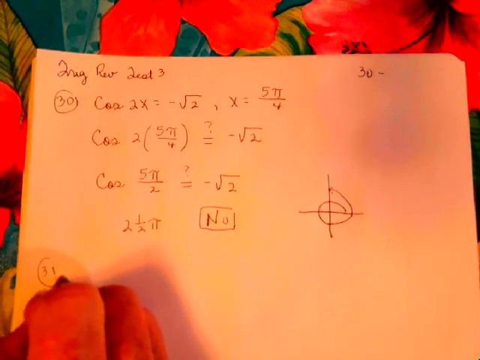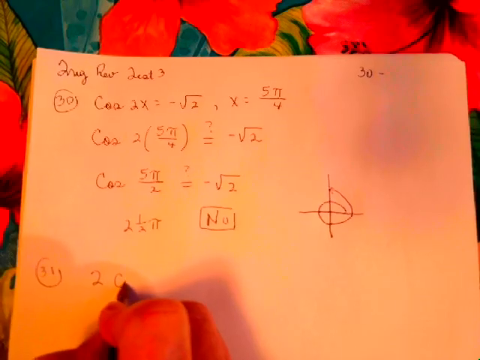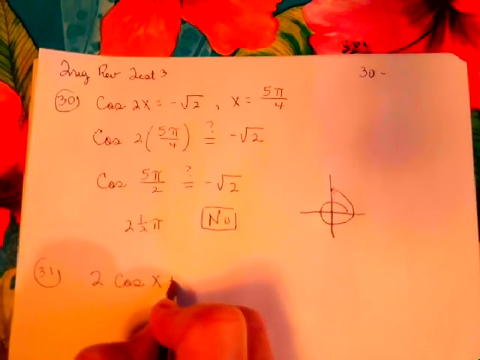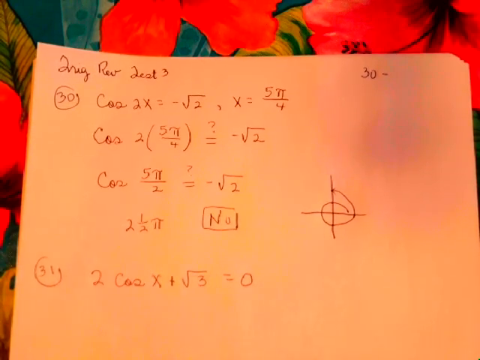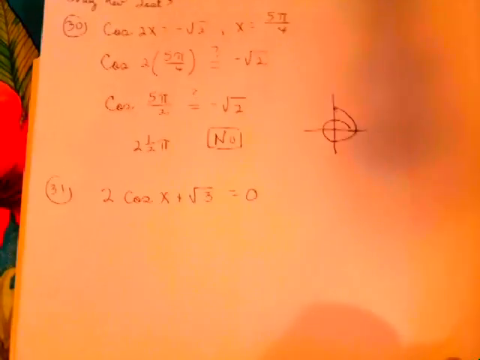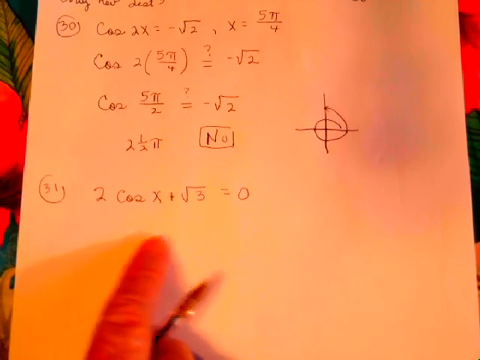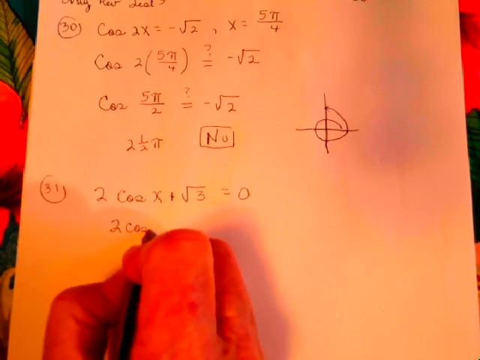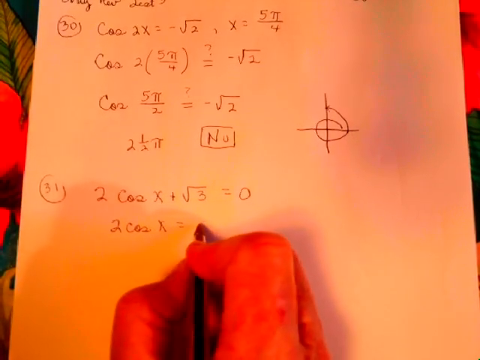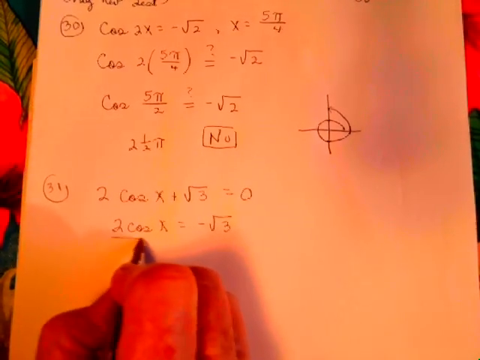Number 31. Find all solutions of 2 cosine of x plus square root of 3 equals 0. This is just like solve. We're going to rewrite this with cosine of x on one side and everything else on the other. So subtract square root of 3 from both sides. Divide both sides by 2.